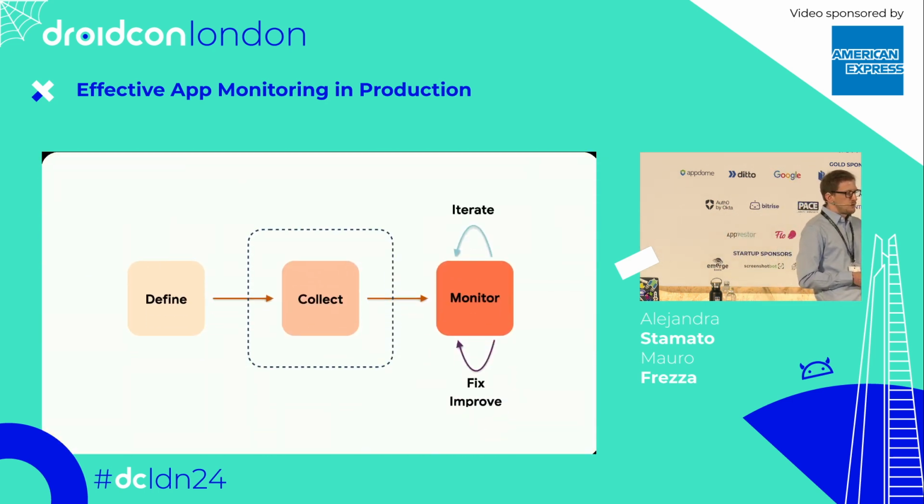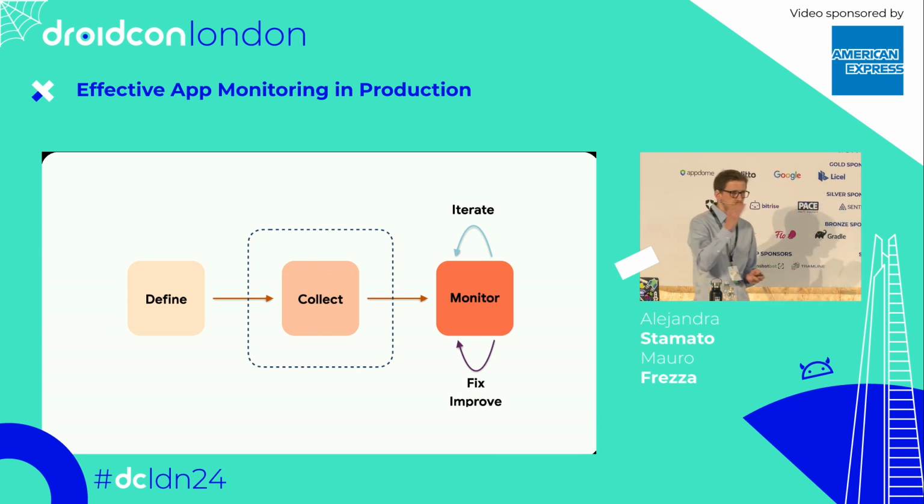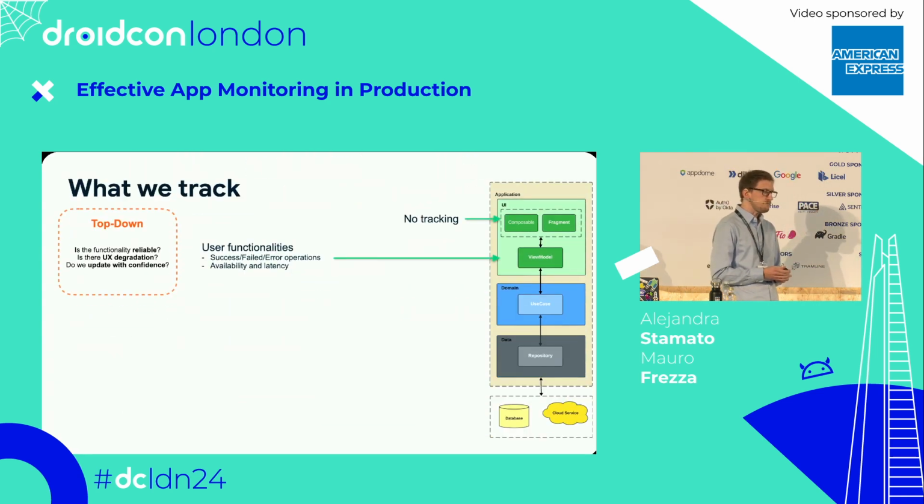So here we are now in the collect part. We're going to see how HubSpot does the collection of metrics in the code. So we're going to see more practically where in the code we're going to put stuff. We can break it down in the 3 layers of an application. So we got the UI, the domain, and the data.